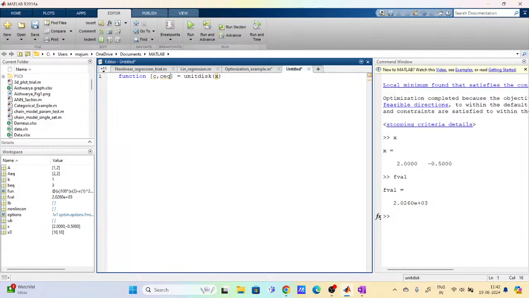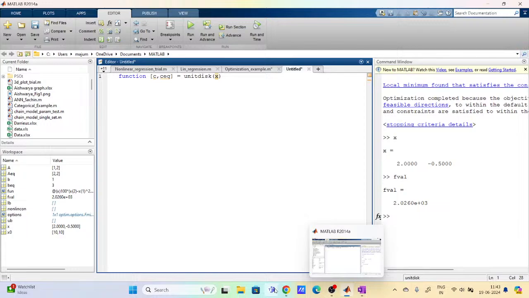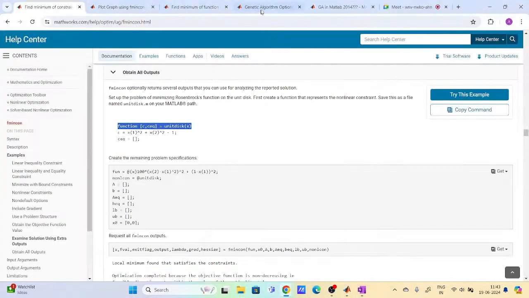Okay, and unit disk is nothing but the name of the function. Whatever name you are using here, you are using unit disk, so you need to save this file exactly in this name, unit disk. Okay, exactly by using this name. Understood, everyone? If you are having any doubt, then please tell me. This is a very important thing. Any doubt for anyone?